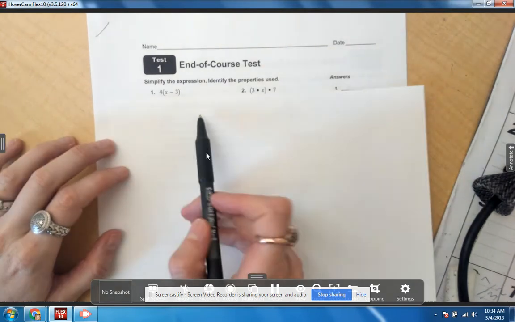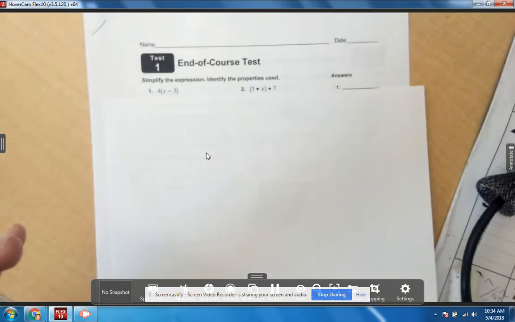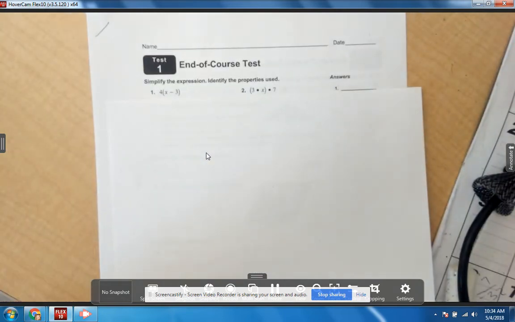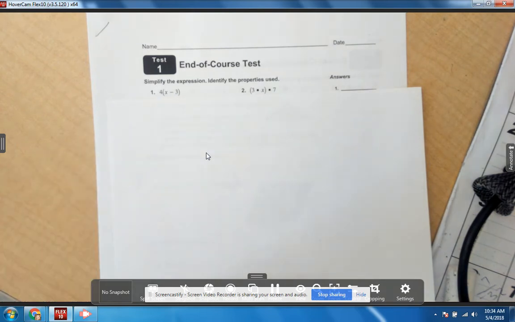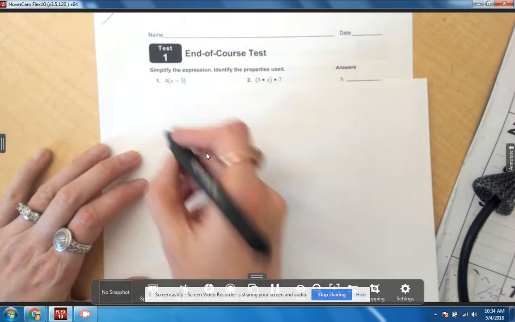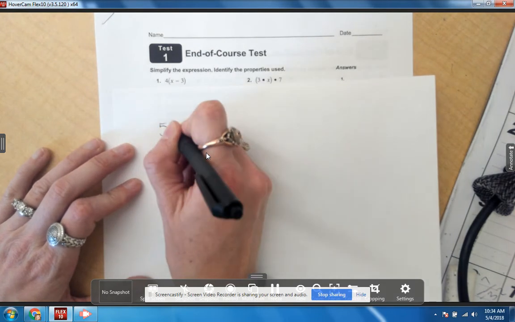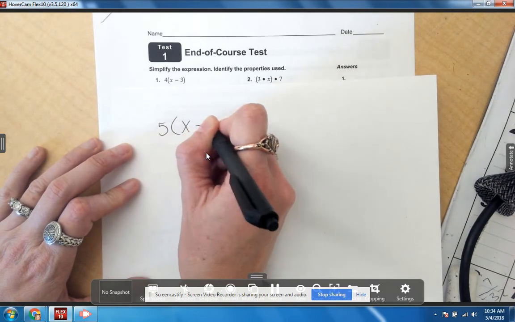So this property where you have a number on the outside of parentheses and then something inside of parentheses being added or subtracted, that's the distributive property. So I'm actually going to make up an example, and then I'm going to have you guys try this one. So let's say I have 5 parentheses x minus 6.